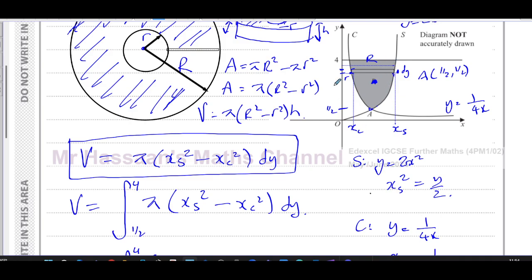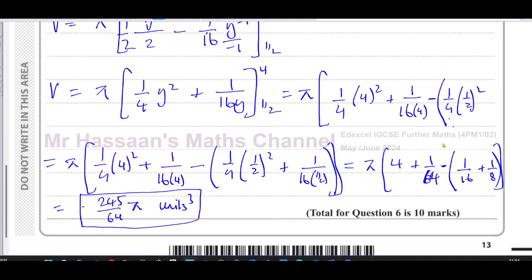If it was around the x-axis, sorry, you would have here dx, and it would be y squared of the one that's higher minus y squared of the one that's lower. You'll have the equation with y the subject, so it will then be in terms of x. All right, and so there you'll have your situation for that. So that's how you answer such a question.